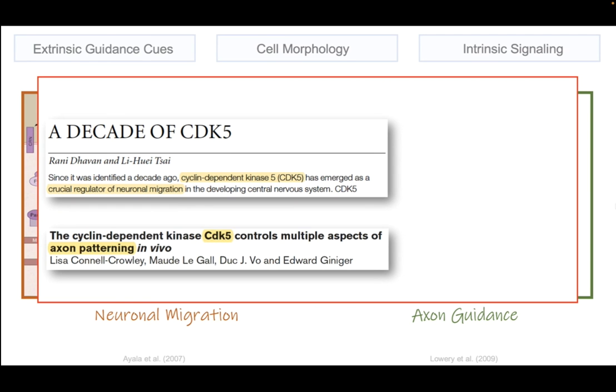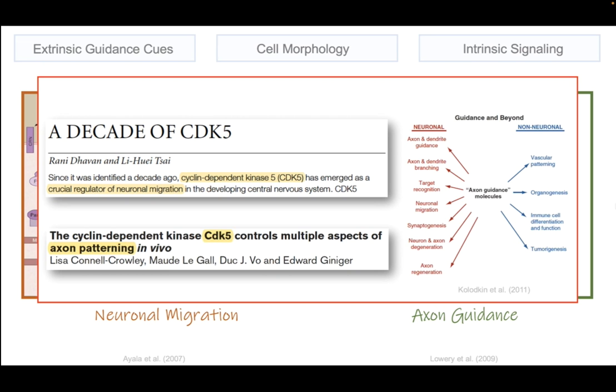This brings us back to this image from the beginning, showing that the function of many of these guidance molecules and their effectors probably goes beyond just guidance.